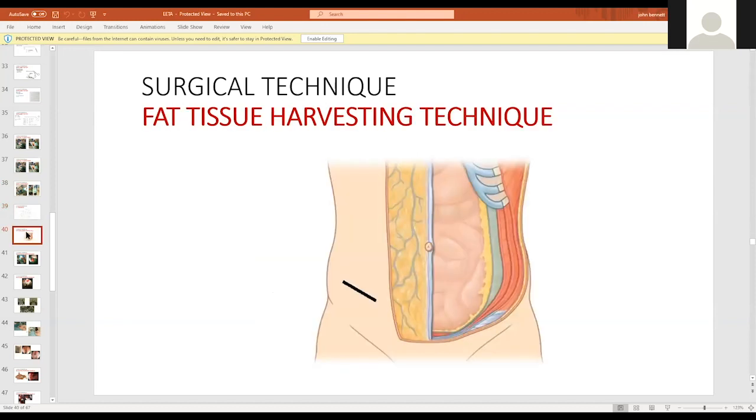Okay. So usually what we prefer to do is to harvest the fat tissue. We harvest it before going to the nasal stage. Usually this is the incision that we use to harvest the tissue.